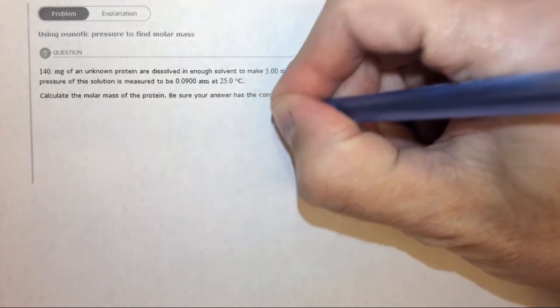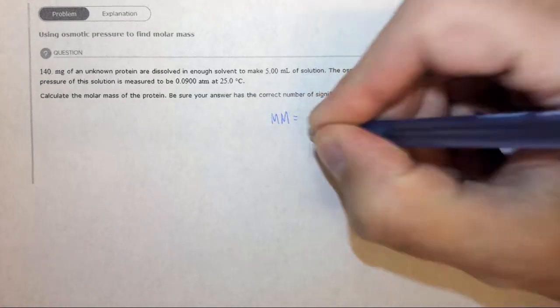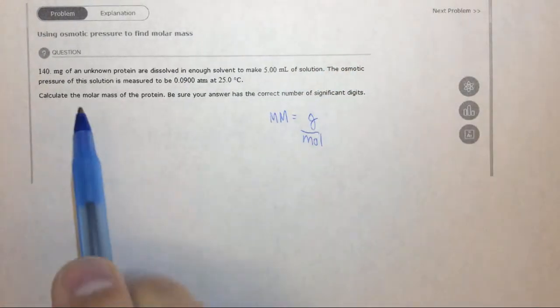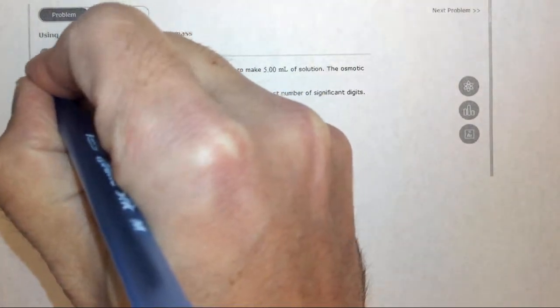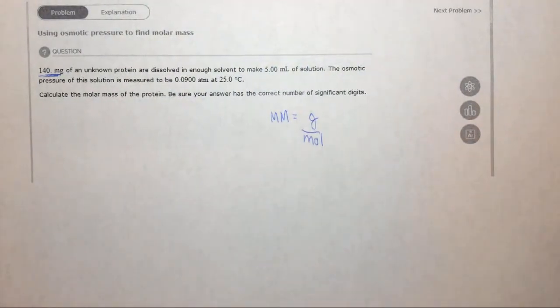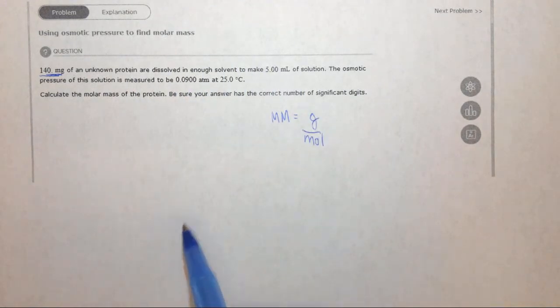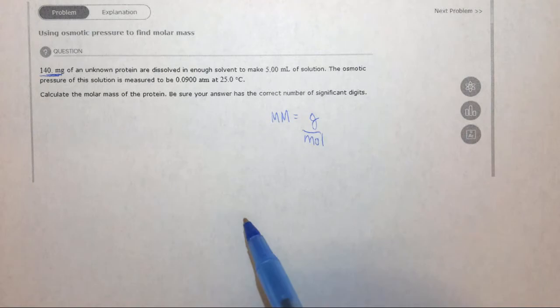Fundamentally, molar mass is grams per mole. Well, we have the mass of the protein here, so we need to find the moles of the protein. And we're going to have to use some of this other information to find the moles of the protein. And specifically, we're going to have to use the osmotic pressure.